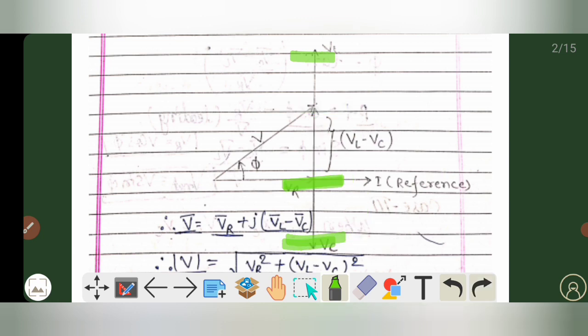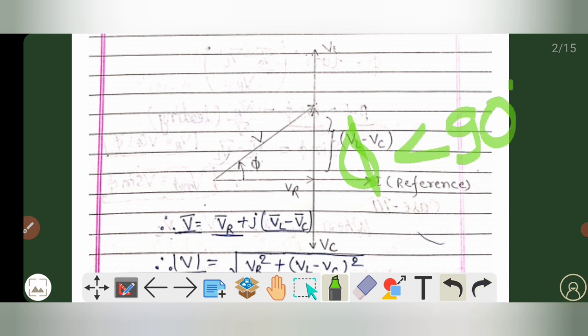Now we will try to find out the equivalent voltage, that will be V, as you can see here. So this is our equivalent voltage, and as you can see, the equivalent voltage will lead our respective current by angle phi, which is less than 90 degrees, as you can see in the phasor diagram.